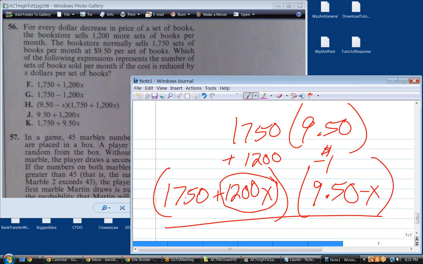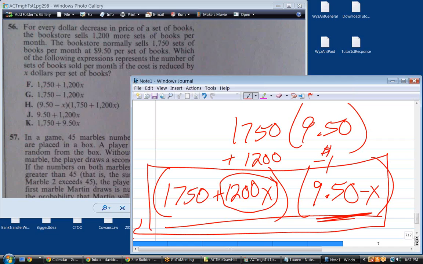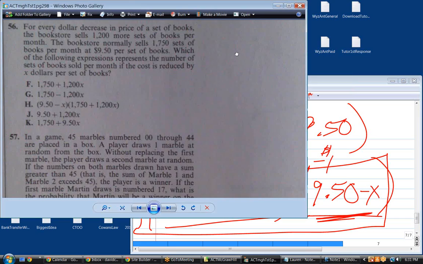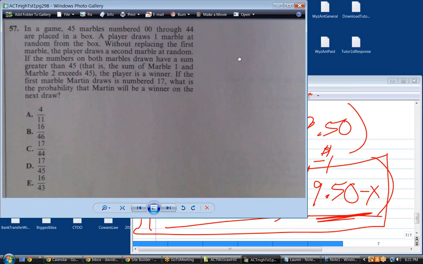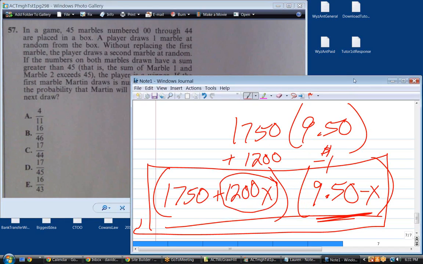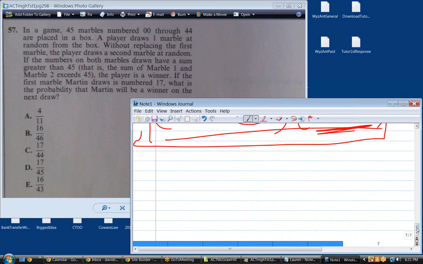I'm going to sell 1,750 sets of books plus 1,200 for every dollar that I knock off. The only disadvantage is I'm selling them now for a lesser price. But even still, this is the correct expression, which matches H perfectly. Yeah, it's not that hard of a problem, but it's definitely a higher degree of difficulty.